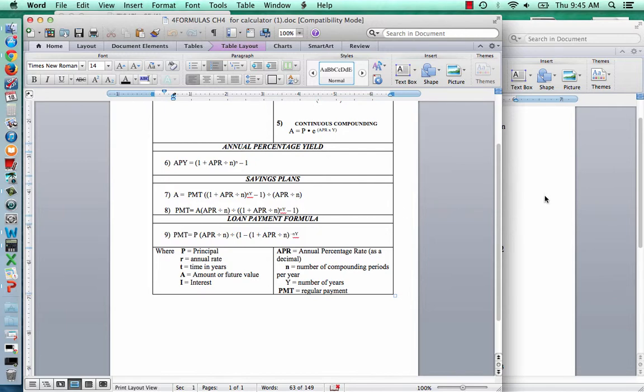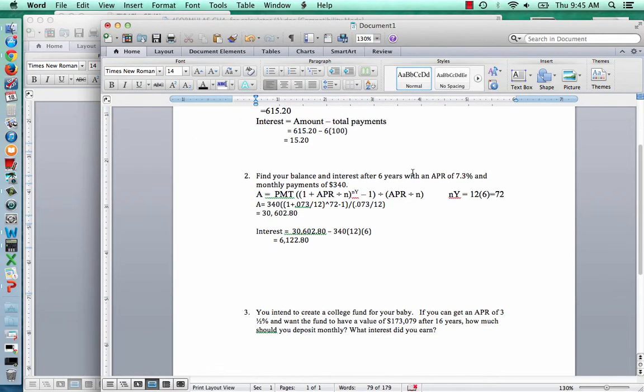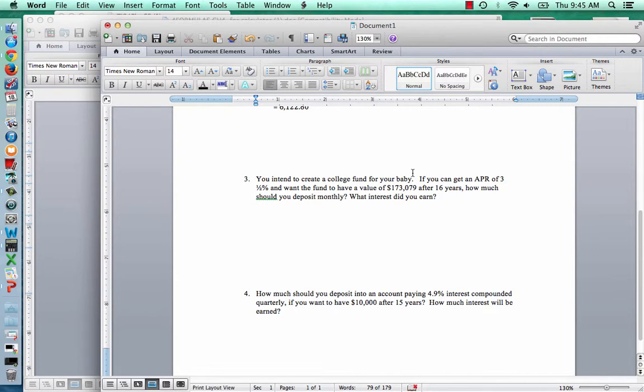seeing if we can budget that out and seeing what we have to make as regularly scheduled payments given a future value amount. So here's number 3.